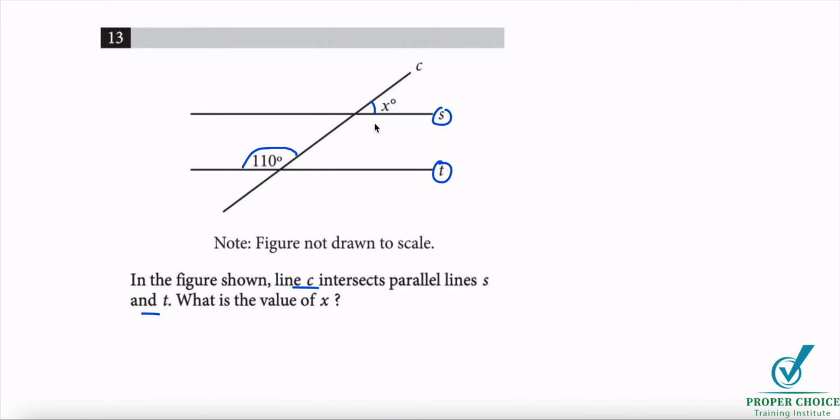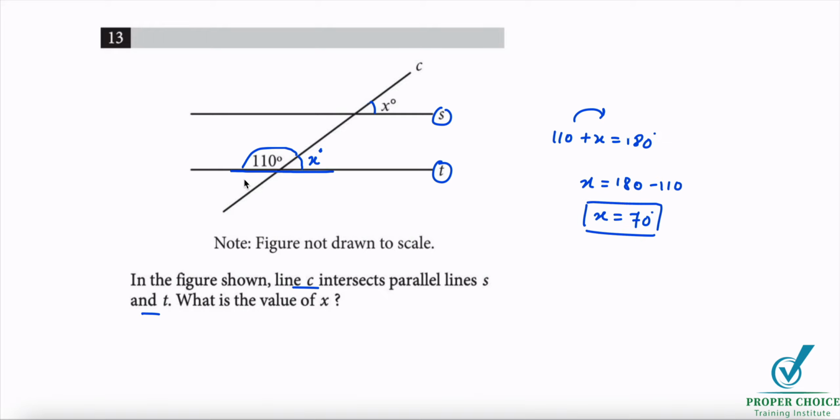If angle X is here, then this angle also has the same value as X because they are corresponding angles. By knowing that, you can use the angle on a straight line: 110 plus X is equal to 180. Take this to the other side, you get X as 180 minus 110, so you'll get a value of X as 70 degrees.